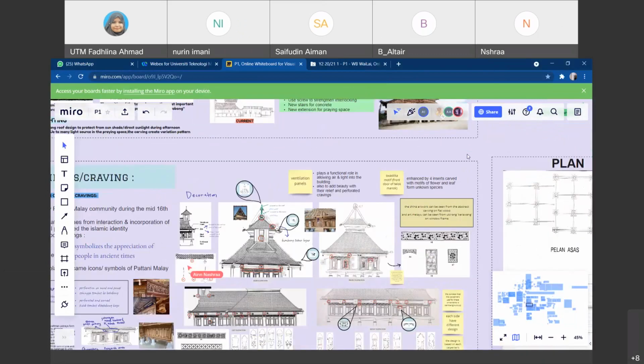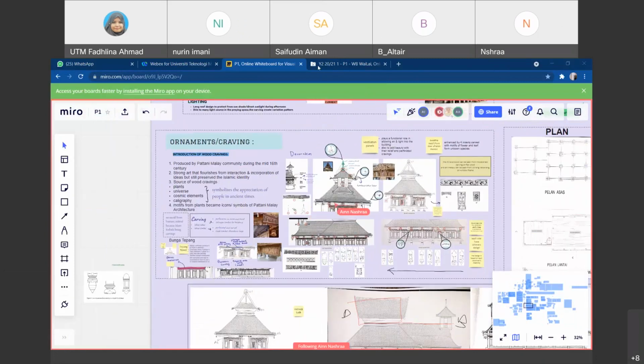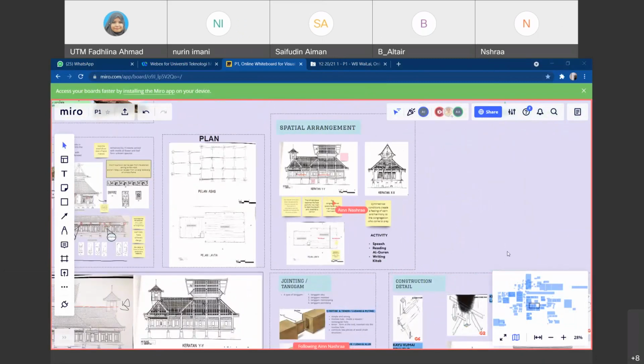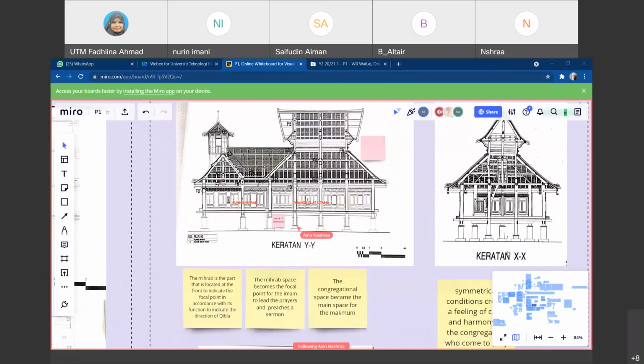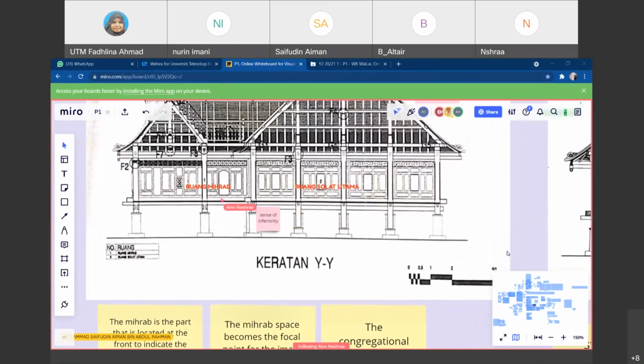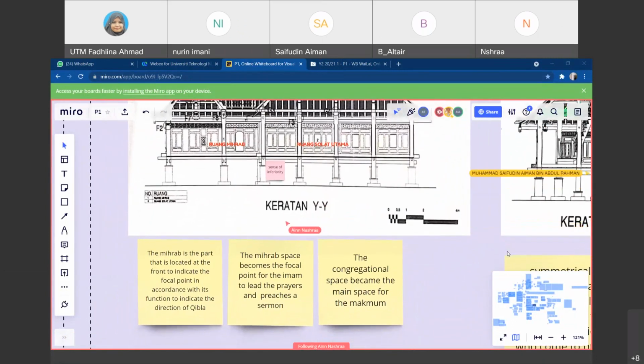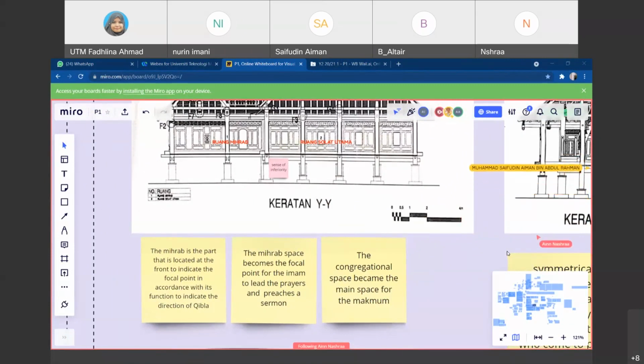So I'm going to present about the spatial arrangement and the ornament carving. I'm going first with the spatial arrangement. In this section they have two parts of space. The first one is ruang mihrab for the imam, and the second one is the ruang solat utama for the jemaah to pray.